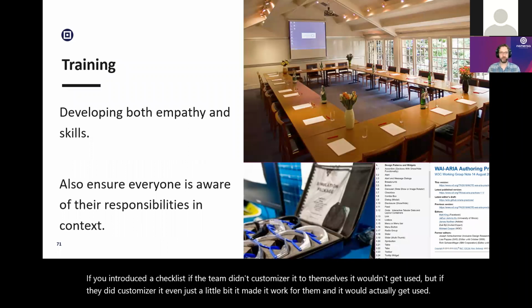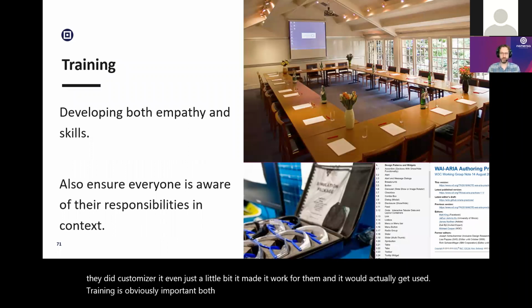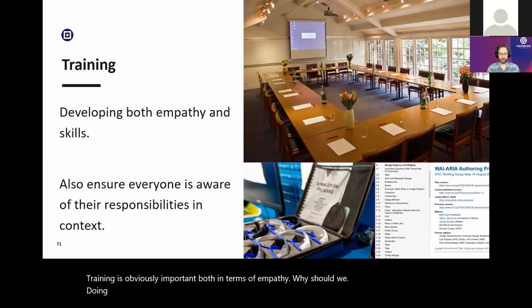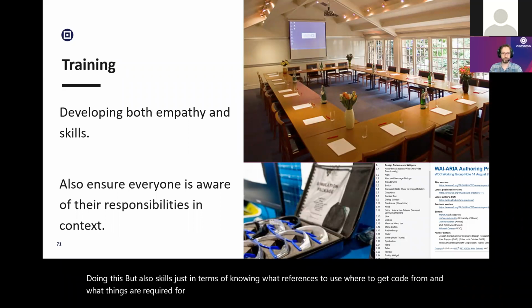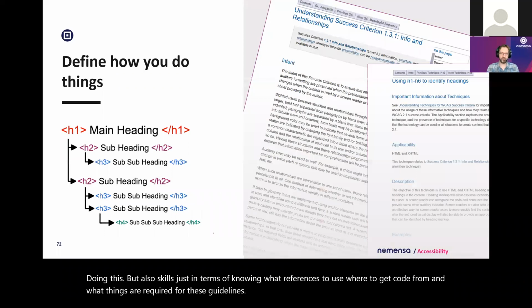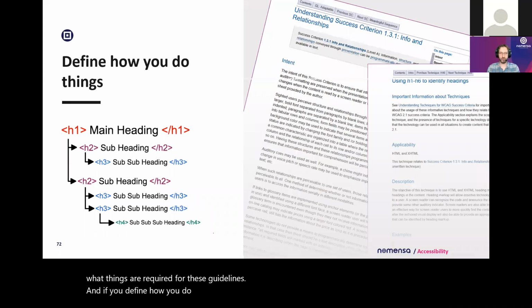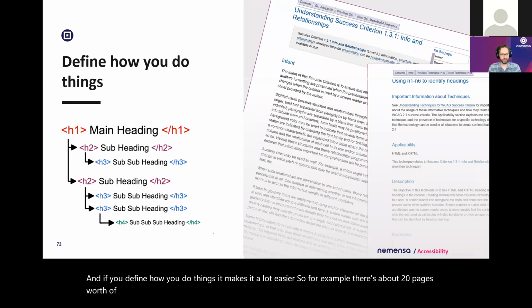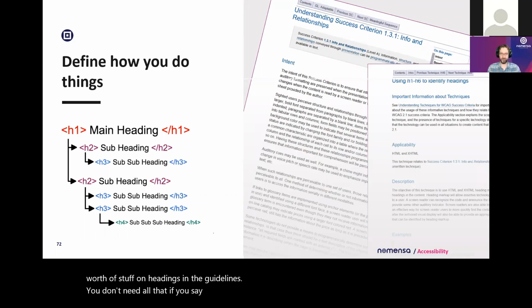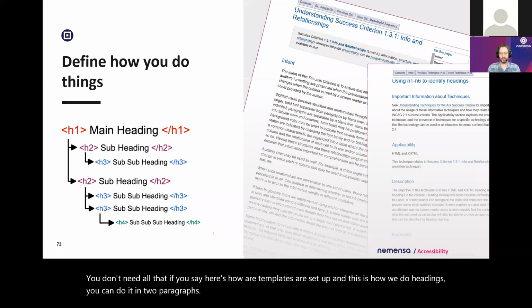Training is obviously important, both in terms of empathy, why should we be doing this, but also skills, just in terms of knowing what references to use, where to get code from, and what things are required for these guidelines. And if you define how you do things, it makes it a lot easier. So for example, there's about 20 pages worth of stuff on headings in the guidelines. You don't need all that if you say, here's how our templates are set up and this is how we do headings. You can do it in 2 paragraphs. So if you go through that process, you will make life easier.